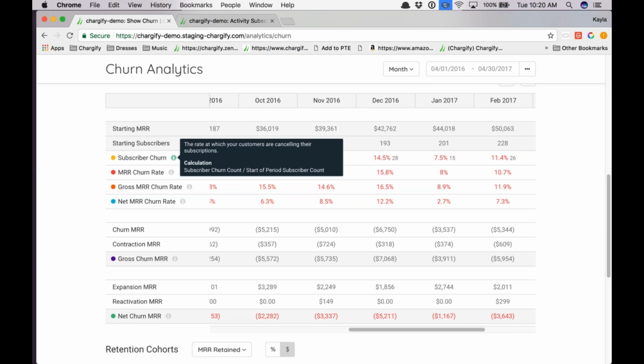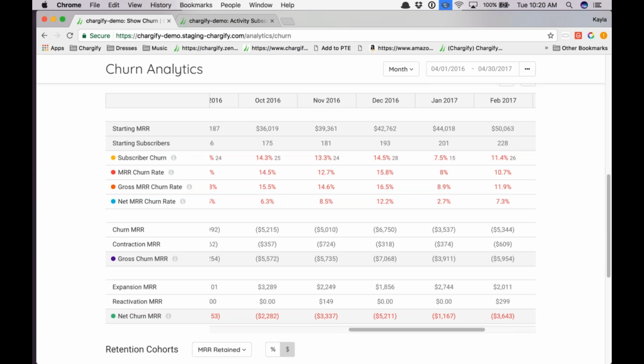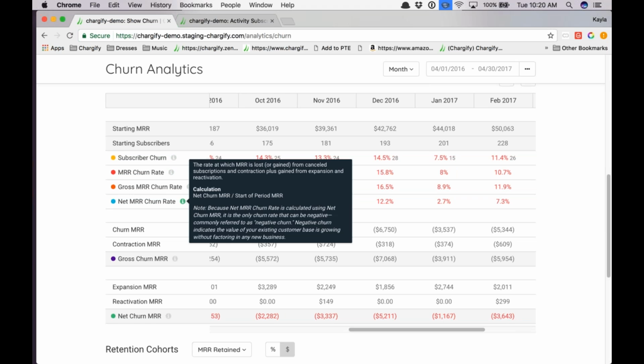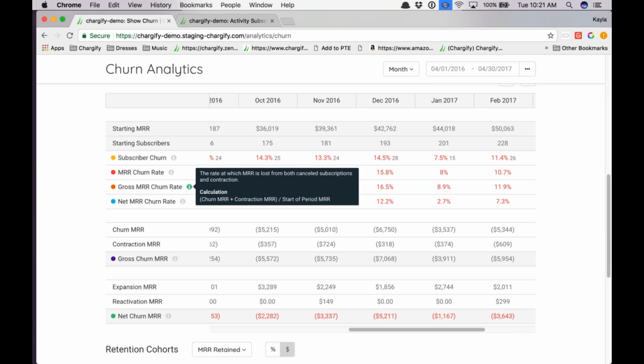We've got a nice little handy information toggle next to each of these. So if you ever have any confusion about where these numbers are coming from, you can always go in here and quickly hover over that to see, okay, I get that my gross MRR churn rate is supposed to be lower, but what exactly is it? So you can click in here and see what that is.